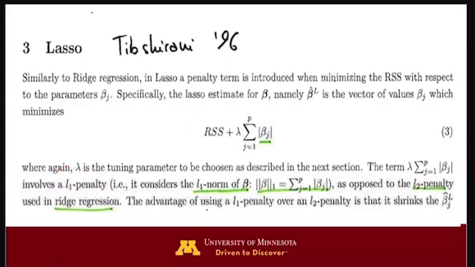The advantage of using the L1 penalty over the L2 penalty is that it will shrink the regression coefficients to zero. When it shrinks the regression coefficients to zero, you know what is going to happen? The irrelevant predictors will be completely eliminated from the model. Because of that, lasso regression performs feature selection. Does that make sense?